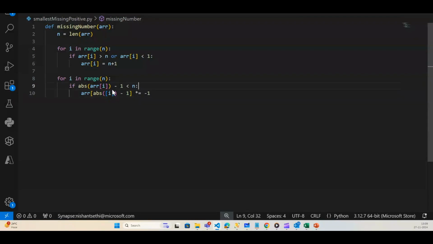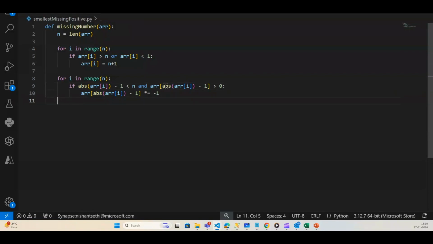Also, one more thing I have to check before doing this update: the element sitting at the absolute value of the current element minus 1 index, whether it has already been updated to negative. In that case, I don't have to do anything; I can just ignore it. So I will put a condition here that if this value is greater than 0, only then I'm going to do this. If it is negative, I'm going to ignore it. That's what I'm doing here.